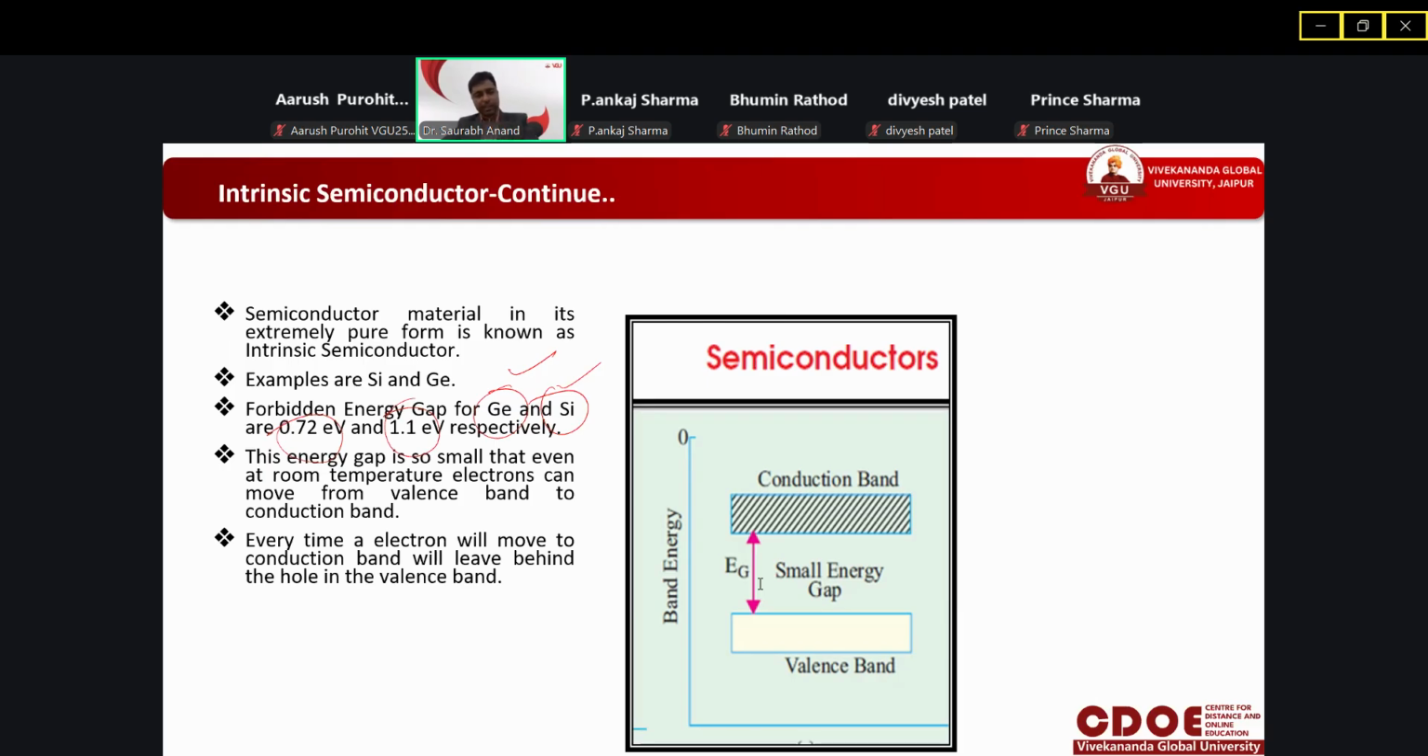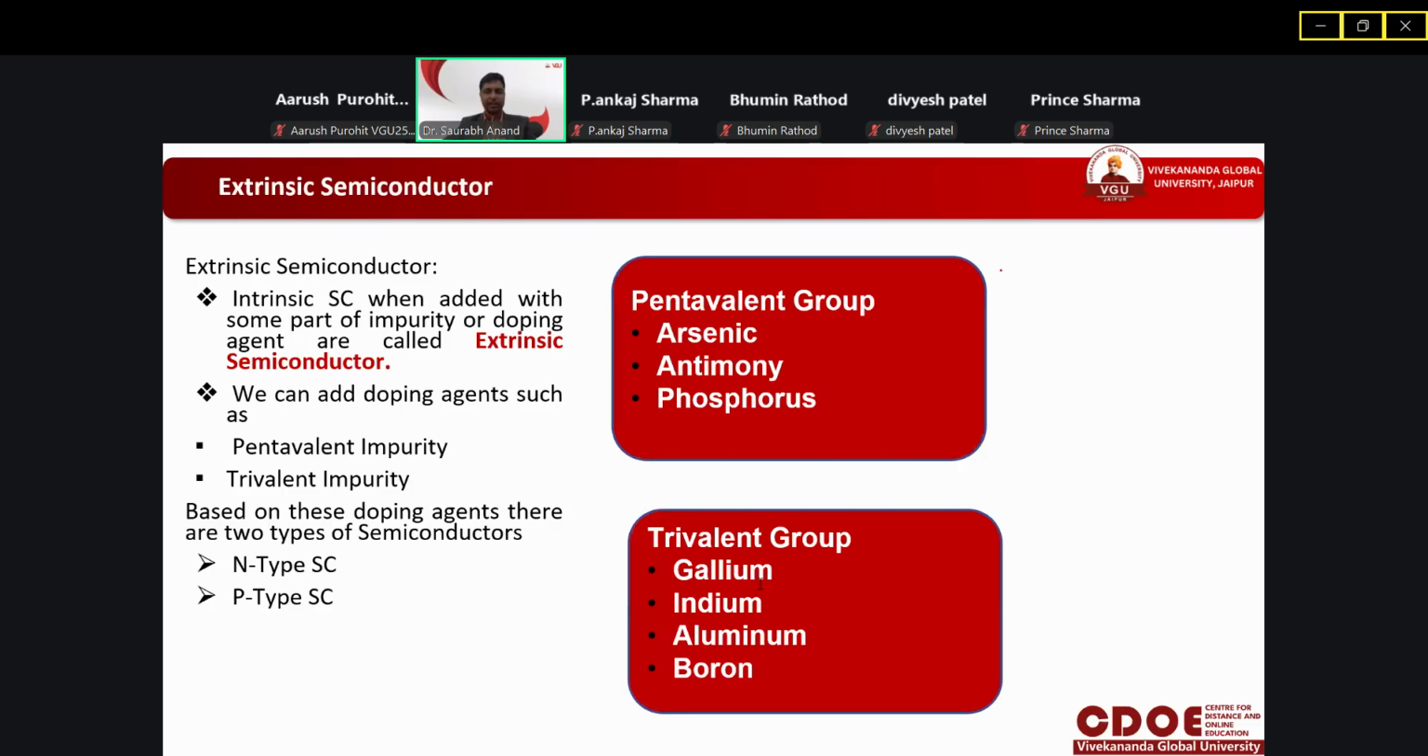So what we are doing is mixing something. We have doped the impurity, and impurities are of two types: pentavalent and trivalent. Pentavalent means the material having 5 electrons in the outermost shell. Trivalent means 3 electrons in the outermost shell, right? So after doping pentavalent, we have N type. After doping trivalent, we have P type.